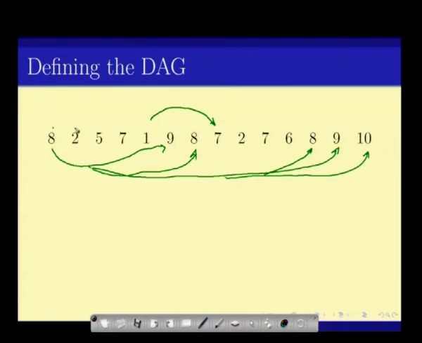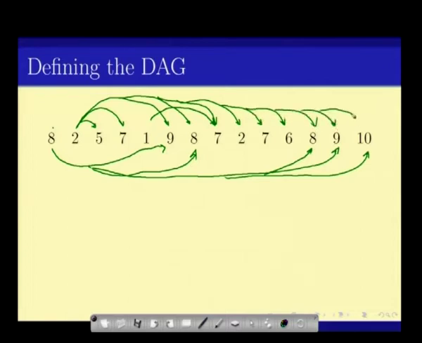Similarly, for 2, I will have to draw an edge to 5, I draw an edge to 7, I cannot draw an edge to 1, but I can draw an edge to 9, I can draw an edge to 8, I can draw an edge to 7, I can draw an edge to 6. Similarly, I keep on doing it.